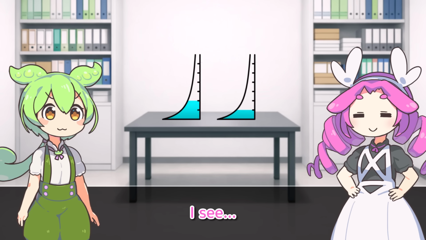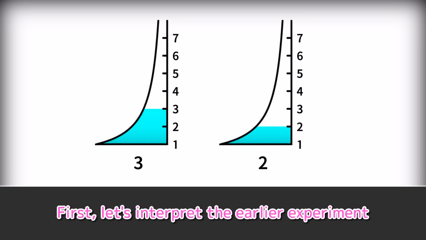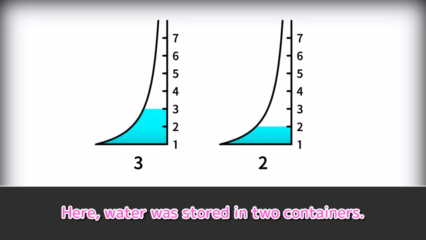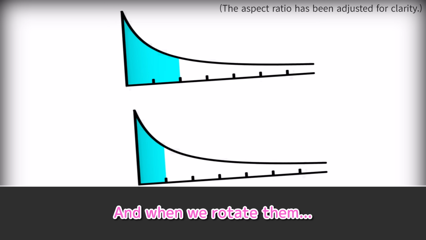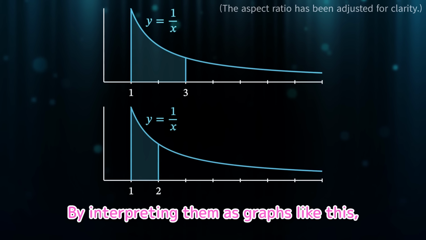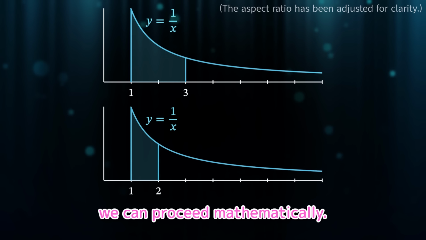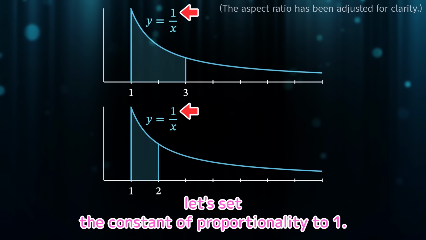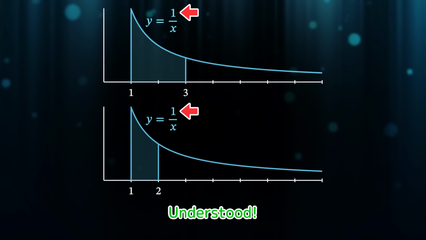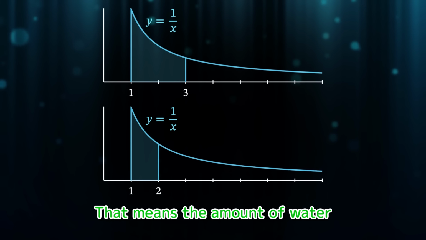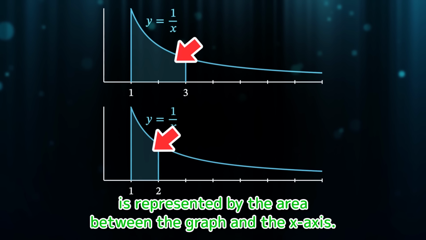I see. First, let's interpret the earlier experiment using graphs of inverse proportion. Here, water was stored in 2 containers. And when we rotate them, they become graphs of inverse proportion. By interpreting them as graphs like this, we can proceed mathematically. Now, to simplify the calculation, let's set the constant of proportionality to 1. Understood. So, this container is flat, and its thickness is constant. That means the amount of water is represented by the area between the graph and the x-axis.